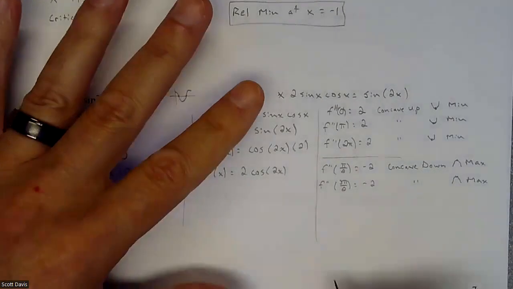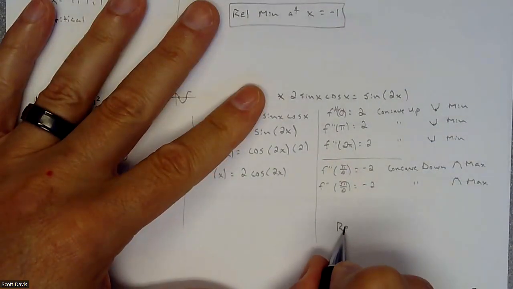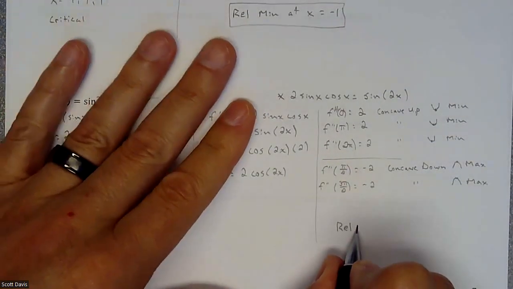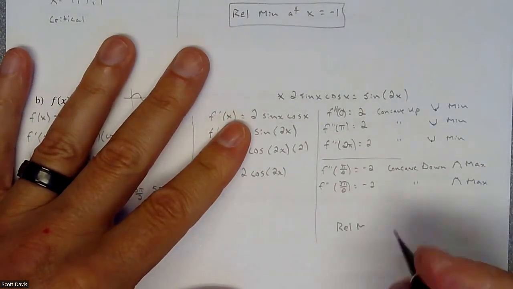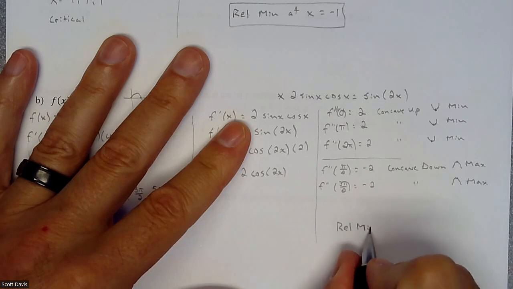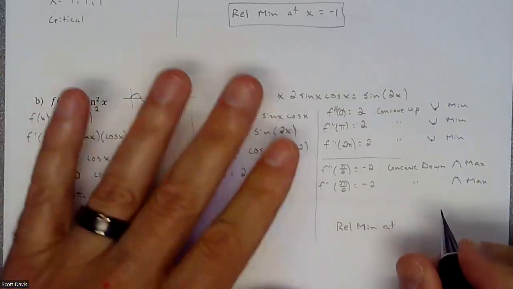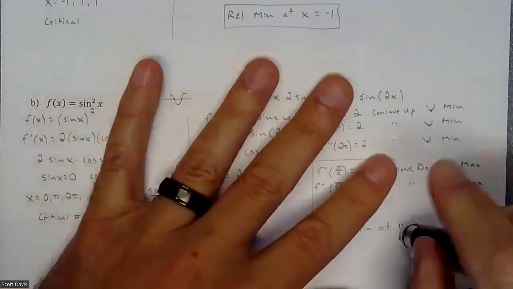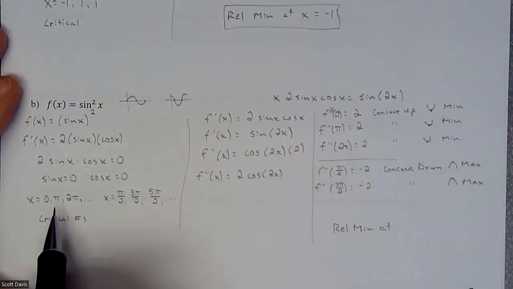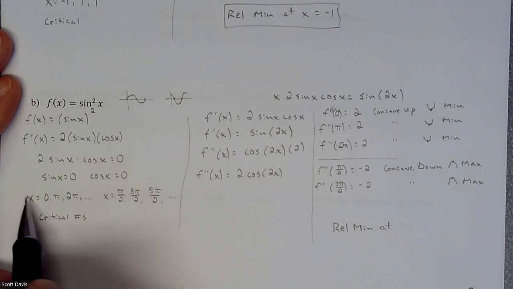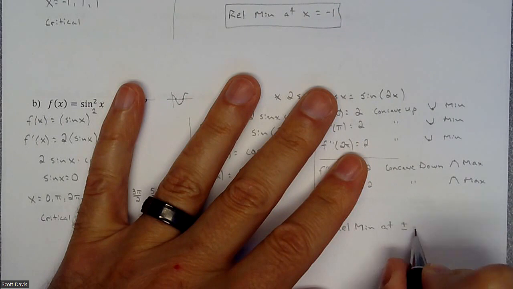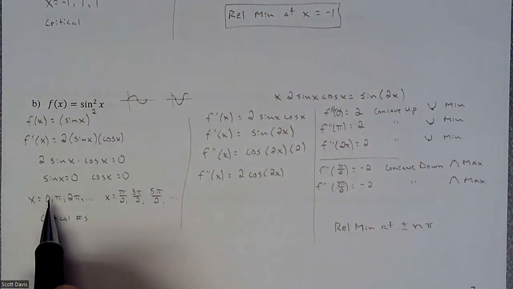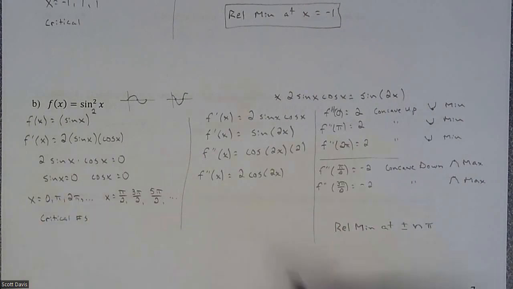All right, so we have relative minimums, relative mins at plus or minus, because we have this infinite amount of them, right? We can take these values and go in either direction. We need to generalize this. So plus or minus n pi, right? 0 pi, 1 pi, 2 pi, 3 pi.